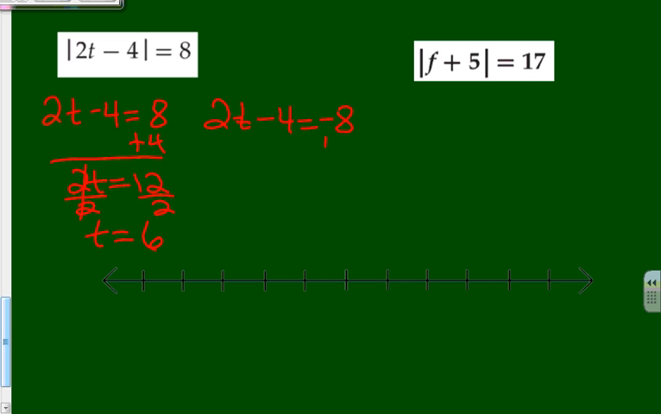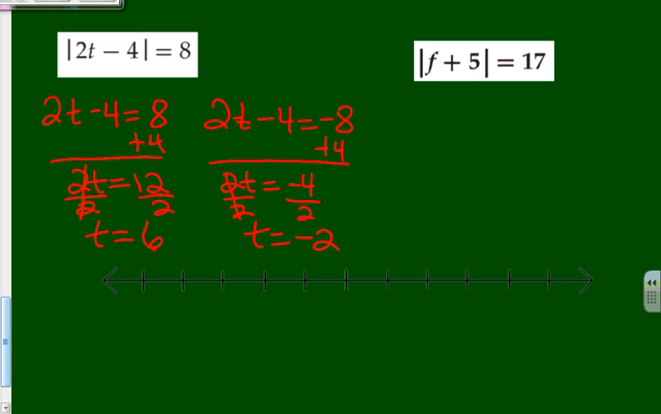Go over here, we'll add 4. 2t could equal a negative 4. Divide by 2, and t could also equal negative 2. And then you would graph those on a number line, negative 2 and positive 6 as your two possible outcomes.